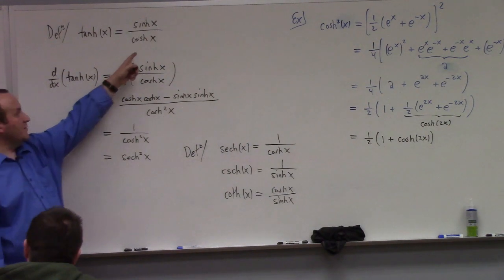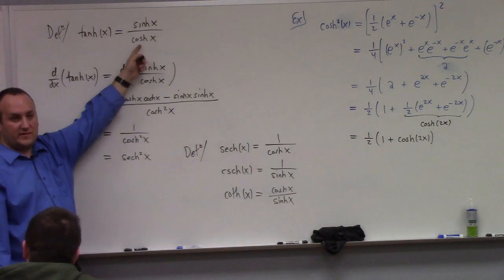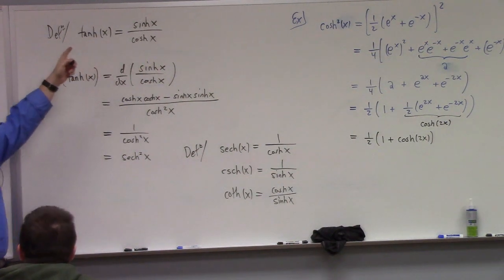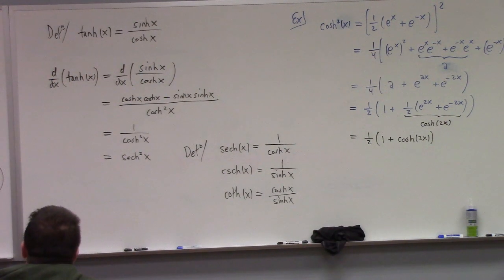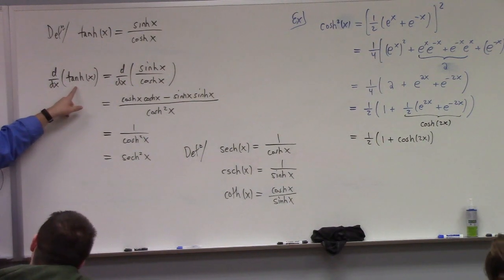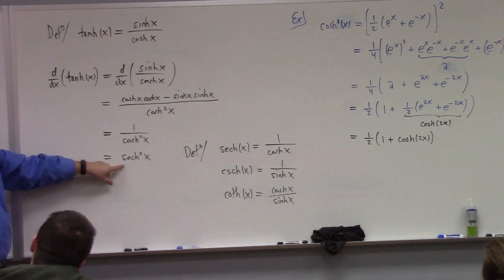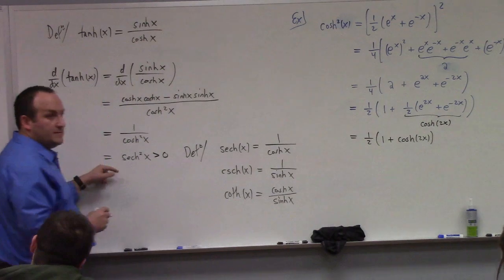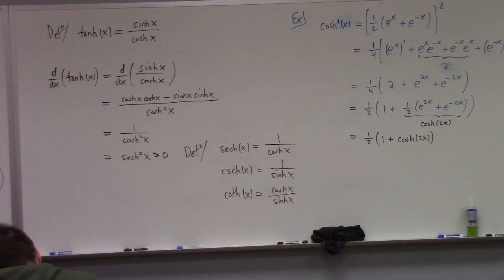No, Cosh is what? Smallest is 1. So there's no division by 0 here. The domain of the hyperbolic tangent is the whole real line. And from this, I can see that the derivative of the hyperbolic tangent is 1 over a positive function. Well, it's 1 over the square of a non-zero function, right? So this is just straight up positive everywhere. So the hyperbolic tangent is everywhere increasing. What's its graph look like?